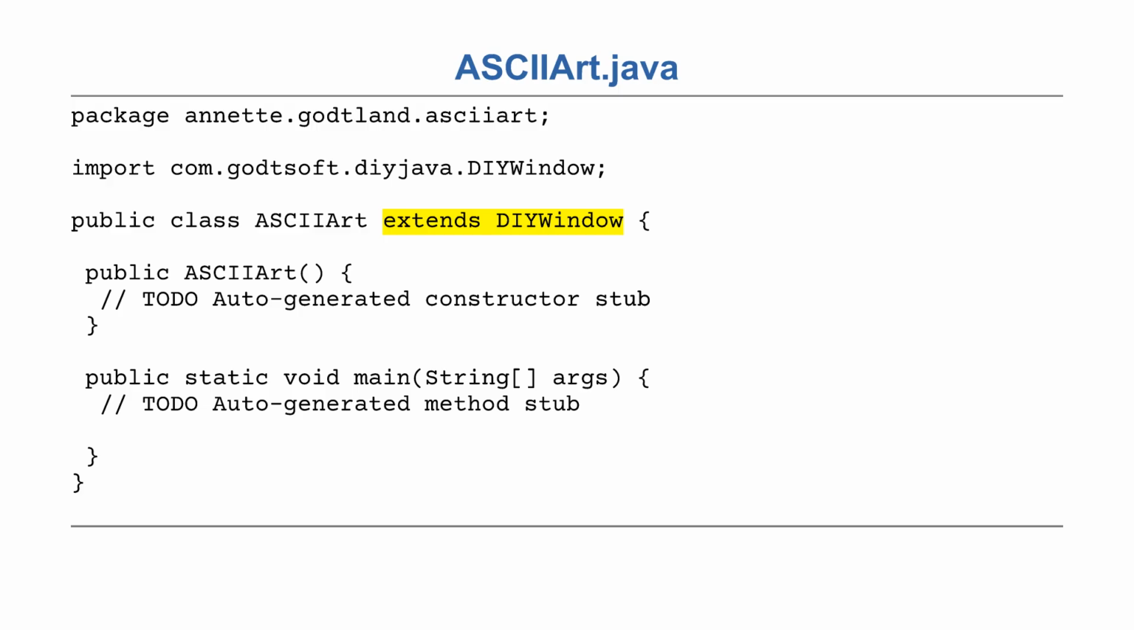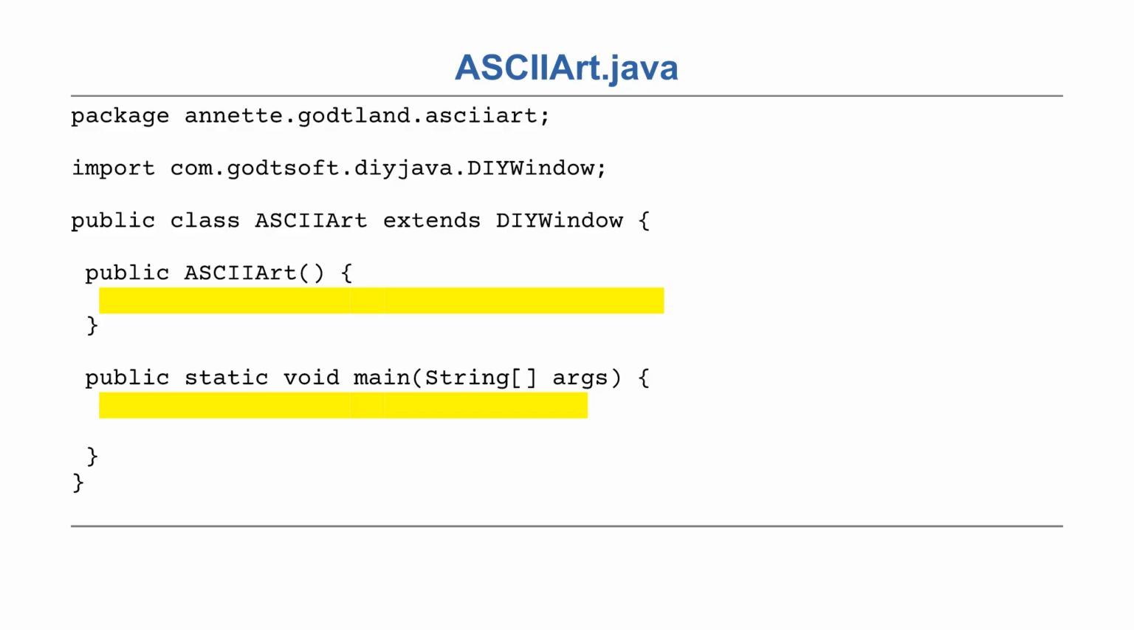Eclipse will create code for the ASCII Art class that looks like this. Note, it added extends DIYWindow to the class definition and added the import statement for the DIYWindow class for you. In all my lessons, remove the comments that Eclipse automatically generated for you. I'm not going to demonstrate how to create projects, packages, and classes in future lessons. We'll pretty much follow the same steps as this demonstration for every project. Please watch this video again if you need help remembering how to create them.